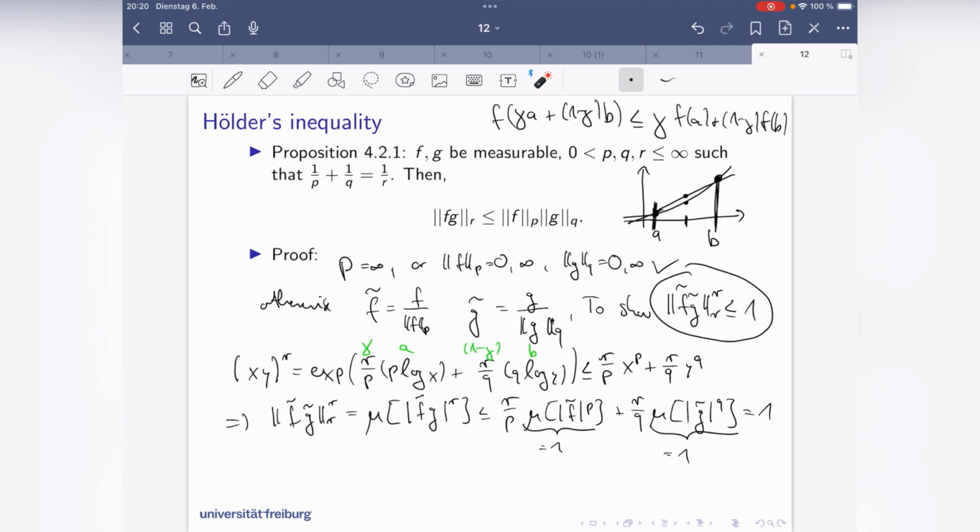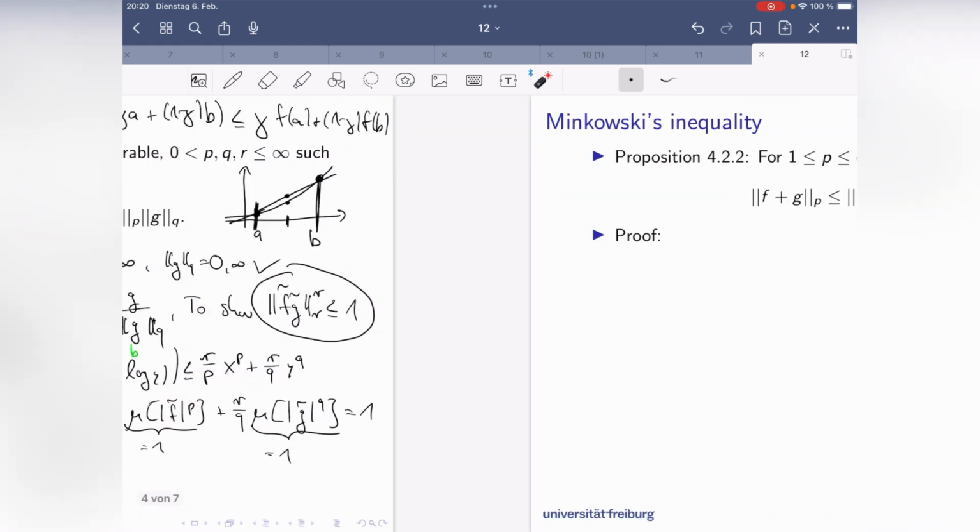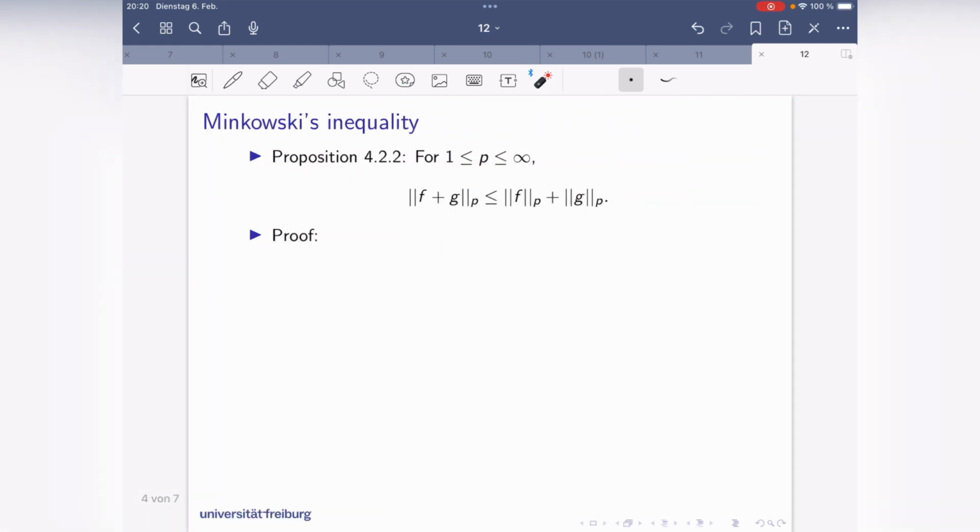Okay, now that was the first very important inequality, Hölder's inequality, which we'll need also more often, I guess, at least in the next lecture on probability theory. Then we are ready to prove the triangle inequality, which in this case is also called Minkowski's inequality.